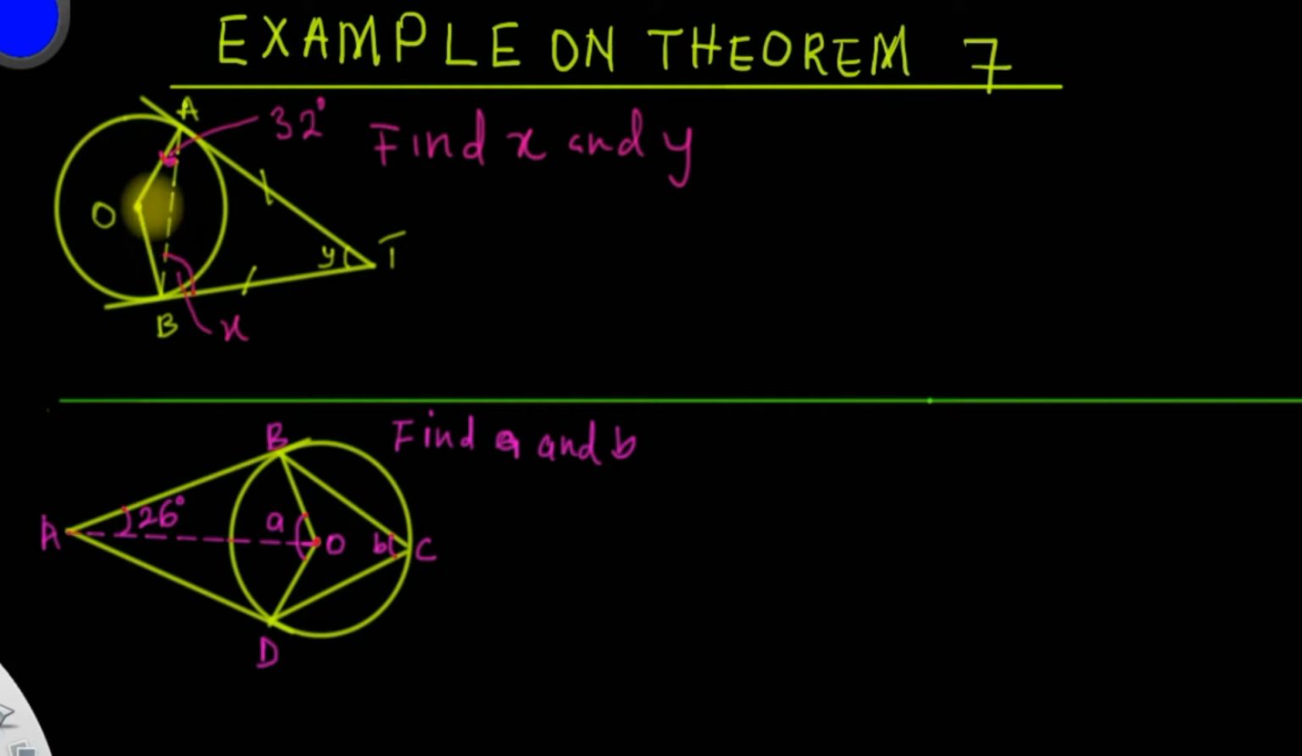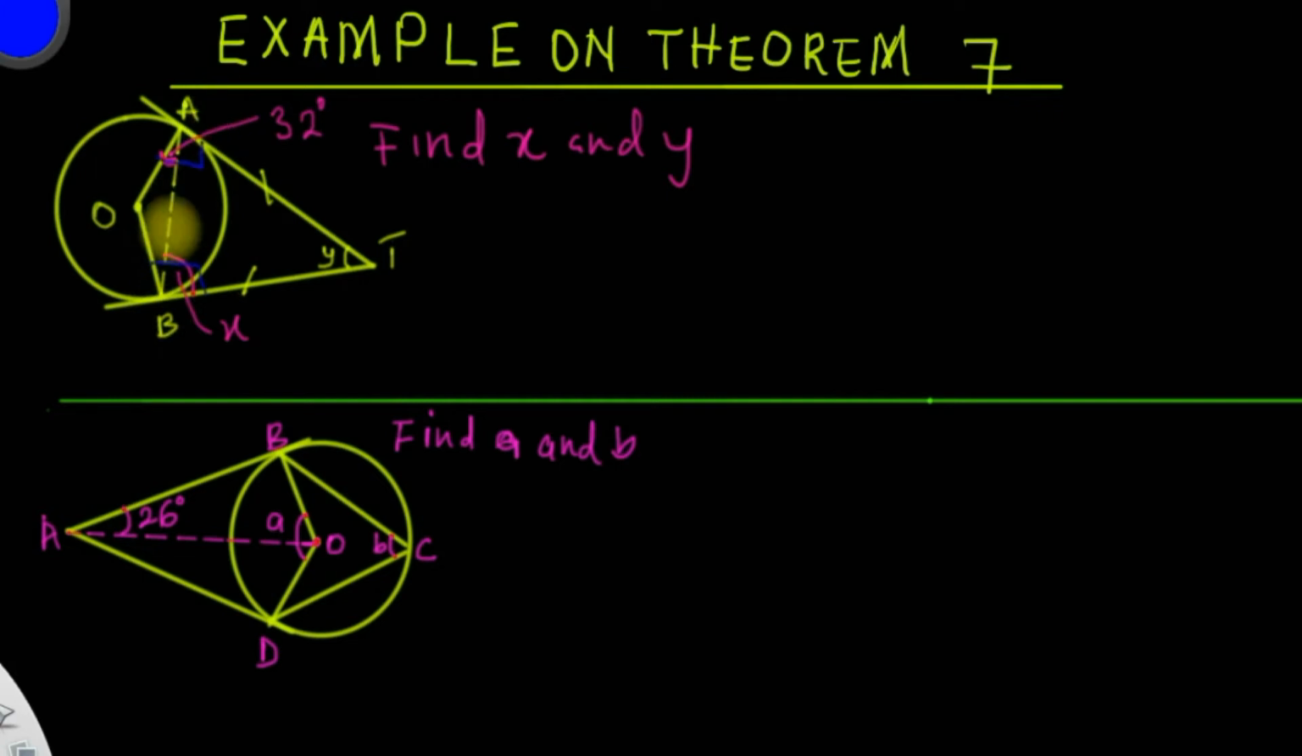We also know that the sum of the angle between the two tangents, that is y here, and the angle between the two radii at the center will always be equal to 180 degrees. Why? Because this angle here is 90, from here to here is 90 degrees, and from here to here is also 90 degrees.